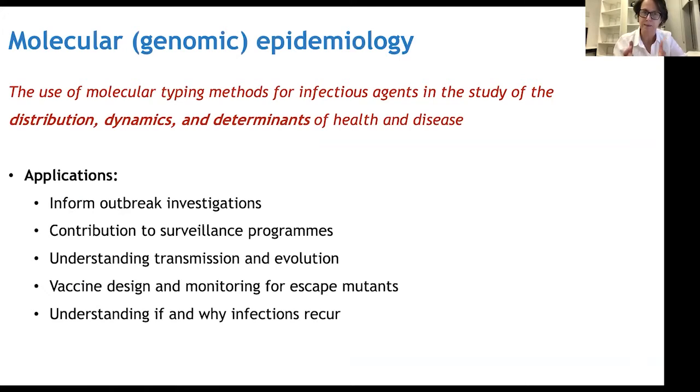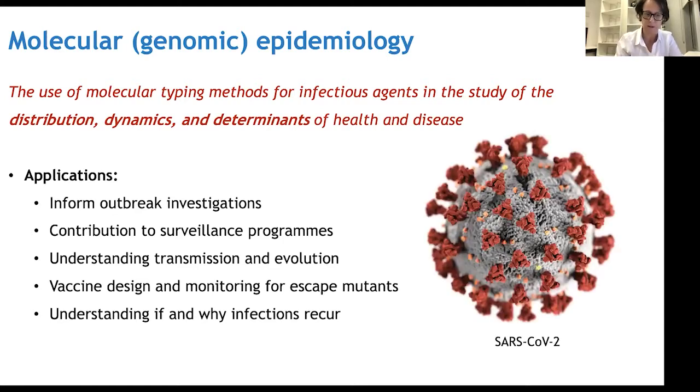And when we apply this information to the study of infectious diseases, we call it molecular or genomic epidemiology. This is a standard definition for molecular epidemiology: the use of typing methods in the study of the distribution, the dynamics, and the determinants of infectious diseases. The information we get can be incredibly useful because it can help us investigate outbreaks, understand the transmission of pathogens, and help identify variants or vaccine escape mutants.